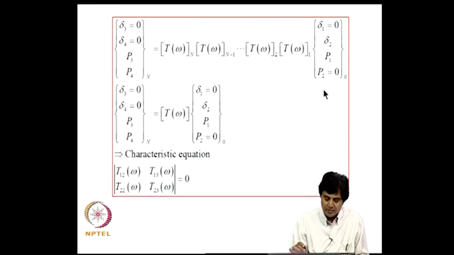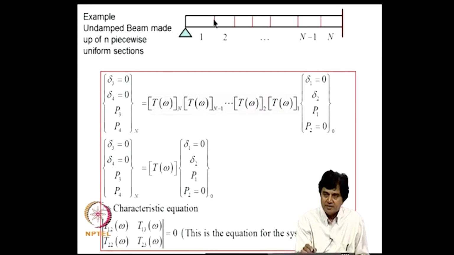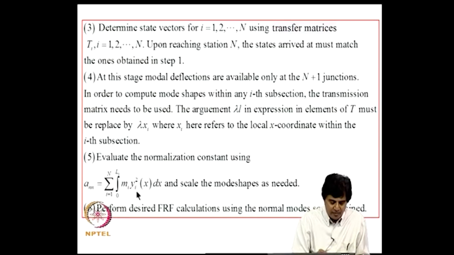How do you get more shapes within an element? You form a transfer matrix which takes the system state from this end to some point within the element, wherever you want the mode shape. You can repeat that at whatever resolution you want, and you can trace the exact mode shape that allows for the actual spatial inhomogeneity. Later on you can evaluate the normalization constant and scale the mode shapes as needed.